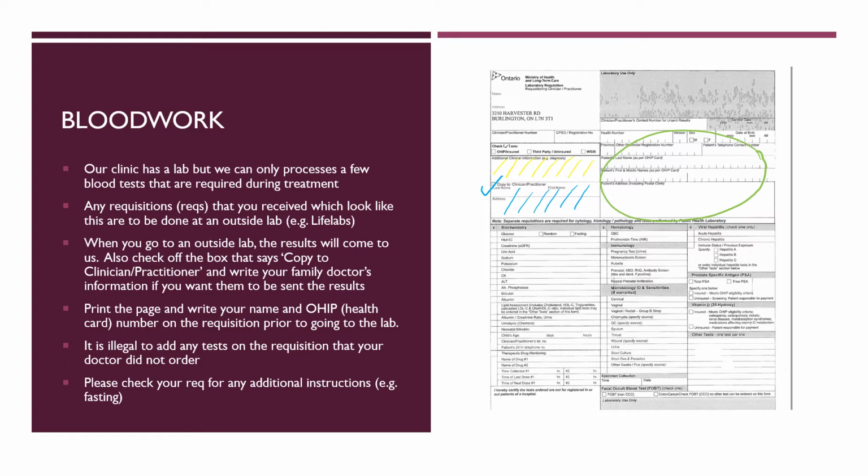If your requisition says to do the blood work on day 2 or 3 or 4 of your cycle, it means that the blood work needs to be done during that time period. Please note that it is illegal to add any tests on the requisitions that your doctor did not order for you.